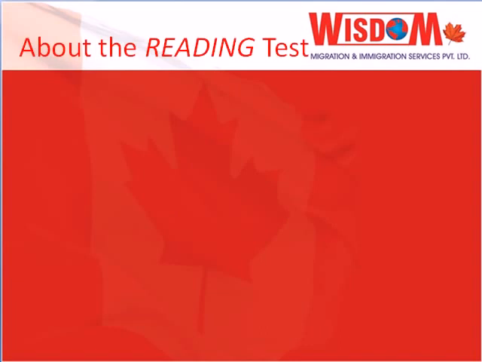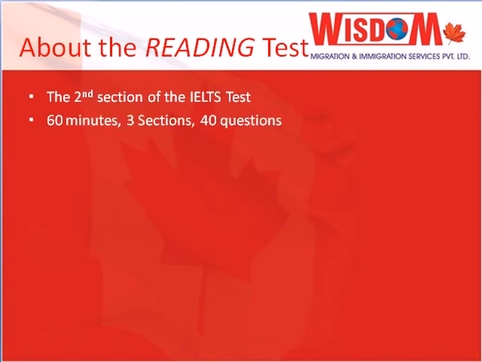So the reading test, as you might know, comes after the listening test. So it is the second section of the IELTS test. There are 60 minutes in which you have to complete it. There are around 40 questions that you have to answer, and these 40 questions are divided into 3 sections. In the academic test, there are exactly 3 sections, while in the general, the first and second section may be split up into a total of maybe 5 subsections.